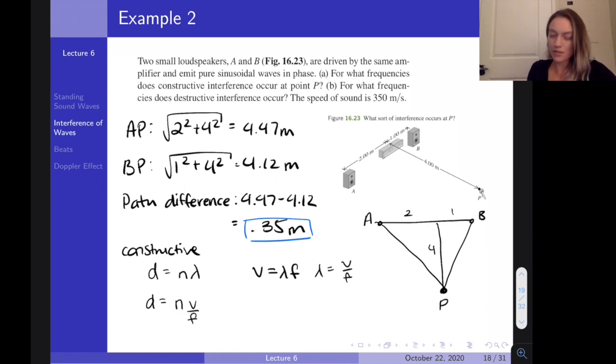And now I can just solve for f, right? Because I know n is just some integer. I know v and I know D. So f is going to be n v over D. Let's just solve for n equal to 1 first. So v we said was 350, and the path difference was 0.35. So that gives us 1,000 hertz.